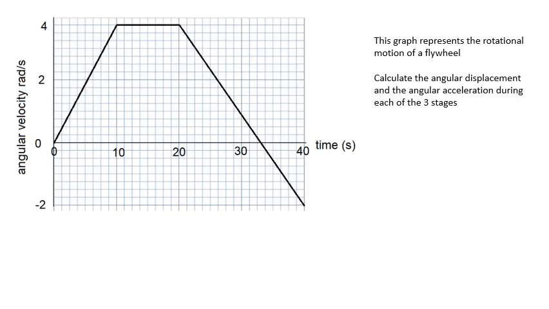Okay, this is very similar to an exam question from not so long ago. A graph of omega against time. The graph represents the rotational motion of a flywheel. Calculate the angular displacement and the angular acceleration during each of the 3 stages. So from 0 to 10, from 10 to 20, from 20 to 40, work out those 2 things. Pause the video, pen, paper, calculator, and the answers are 3, 2, 1. There we go. So pretty straightforward.